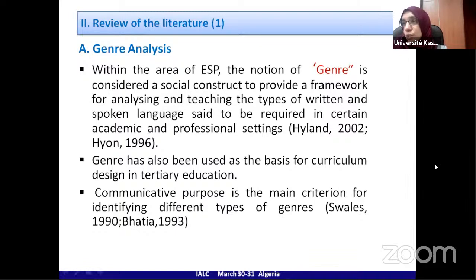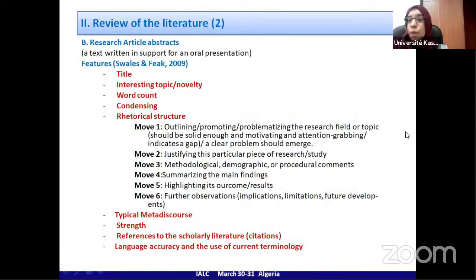Many textbooks and courses are built on genre theory. Here, when we talk about genre, the communicative purpose is the main criterion for identifying the different types of genres. The second part of reviewing the literature is about the conference abstract itself. The conference abstract is a text written in support of an oral presentation. So on the basis of the abstract itself, it will be decided whether the presentation will be accepted or not.